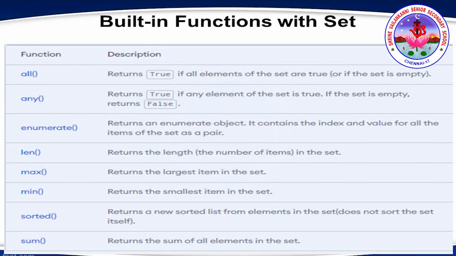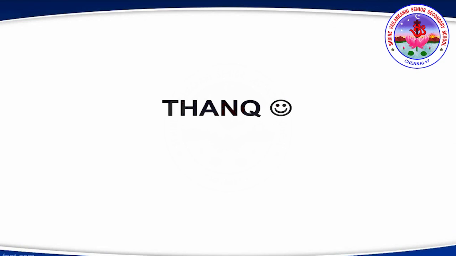Sorted returns a new sorted list. It does not sort the set itself; only during the display it will sort it. Next is sum, which will return the total of that set. With this we complete the chapter Python Revision Tour 2.